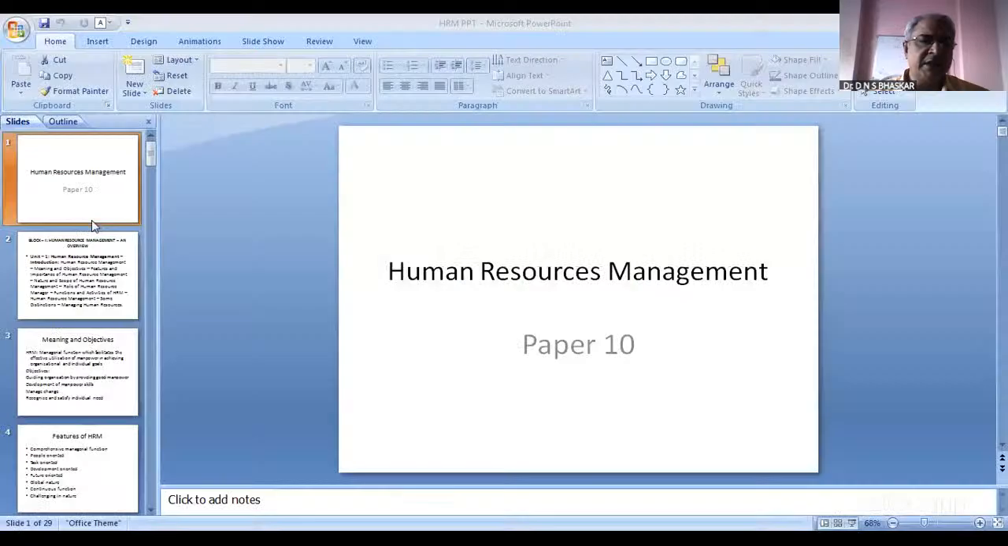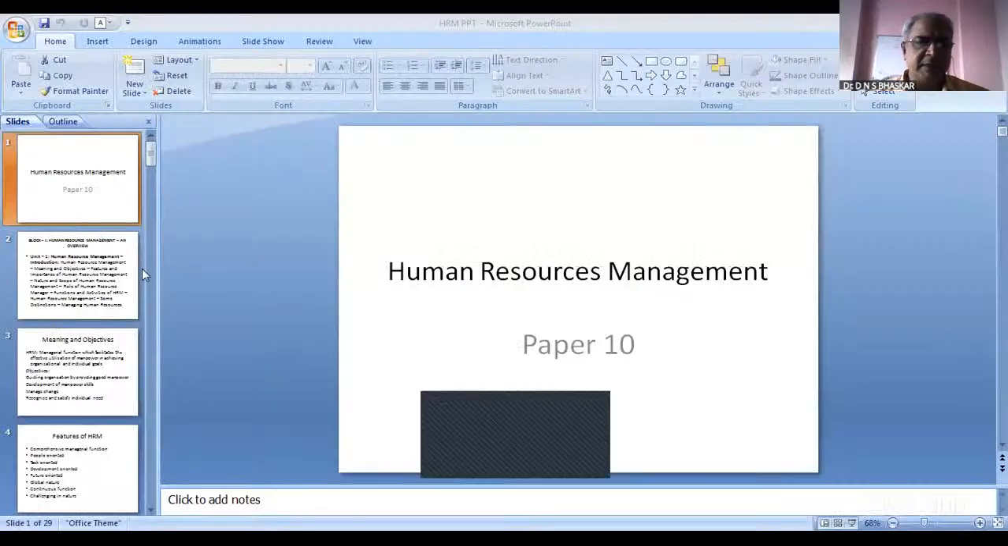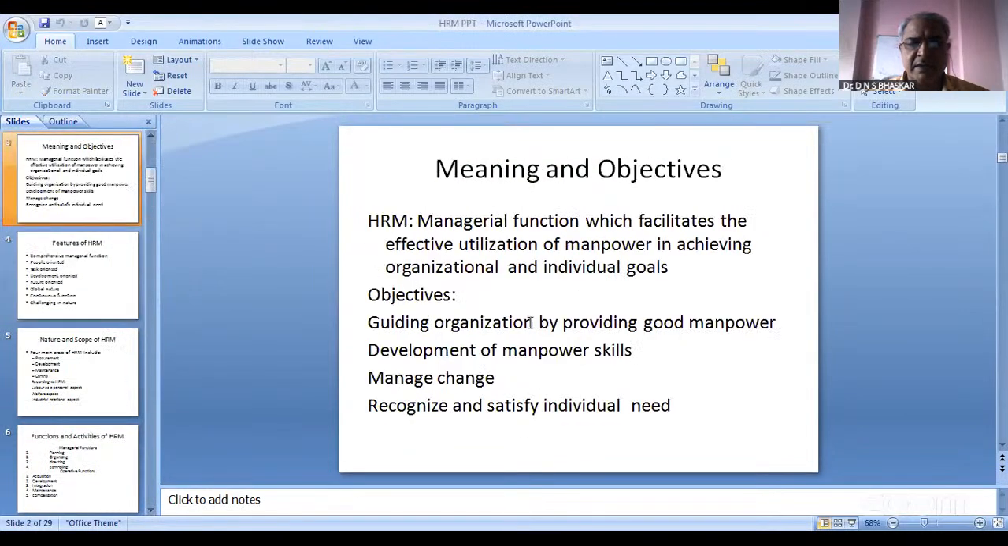Now, coming to the other aspects, let me come to the PPT that we shared yesterday, and we will cover it today in a brief running manner, and then proceed to the next aspect. So that is human resources management, paper 10. Then coming to unit number 1, this is the human resources management overall view. Then the other one, the meaning and objectives of human resources, is a very important characteristic here.